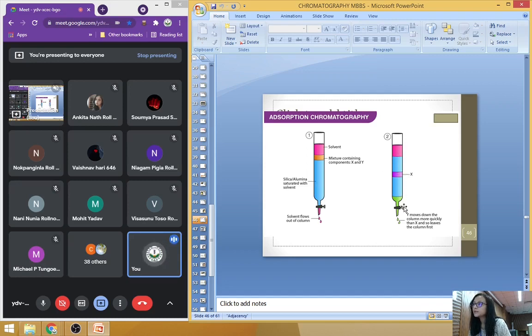For example, here you can see these two colors, pink and green. Suppose this green is the Y, it is not adsorbed, whereas this X is adsorbed in the stationary phase. So it will be coming down much slower than this Y, which is not adsorbed to the stationary phase. Then we will collect them accordingly. So that is adsorption chromatography, based on the principle of adsorption of the solute with the stationary phase.